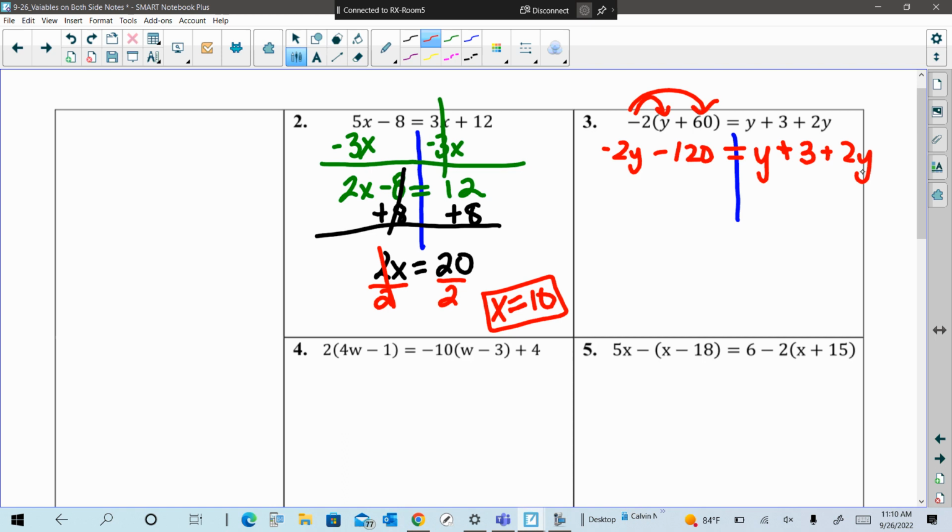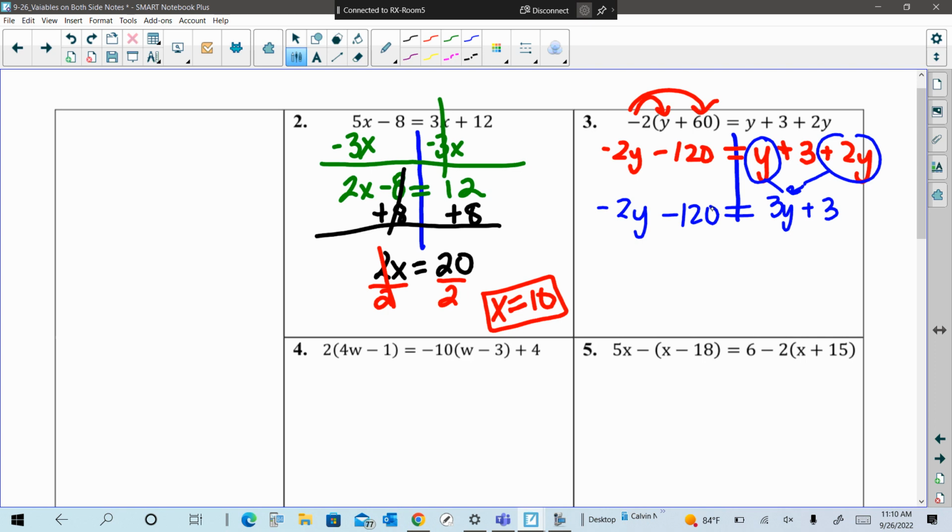All right, so what would be our next step after distributing? Where are the like terms? The y here and the plus 2y. So when I combine them, what do you have? We have a total of 3y plus 3 on the right side of the equal sign. We keep everything on the left, which was -2y minus 120. So there's the combining of like terms.